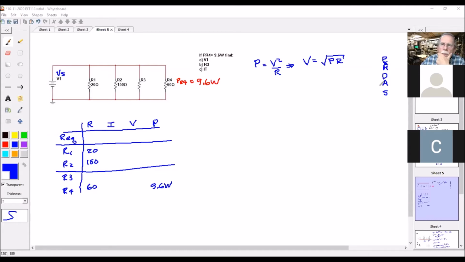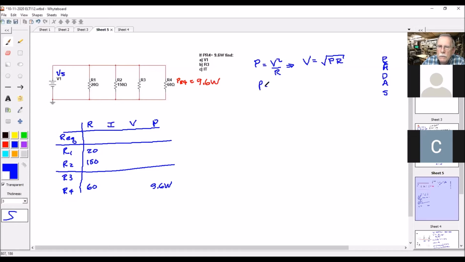We're going to do PEMDAS backwards. That means we're going to get rid of any addition and subtraction, then any multiplication and division, then any exponents and parentheses. So if I look at it, I have an exponent over here and a division over here. We need to get rid of the division first. If we want to end up with the V, the R is dividing into V. So if we want to get rid of division, we counteract that with a multiplication. Whatever you do to one side, you do to the other.